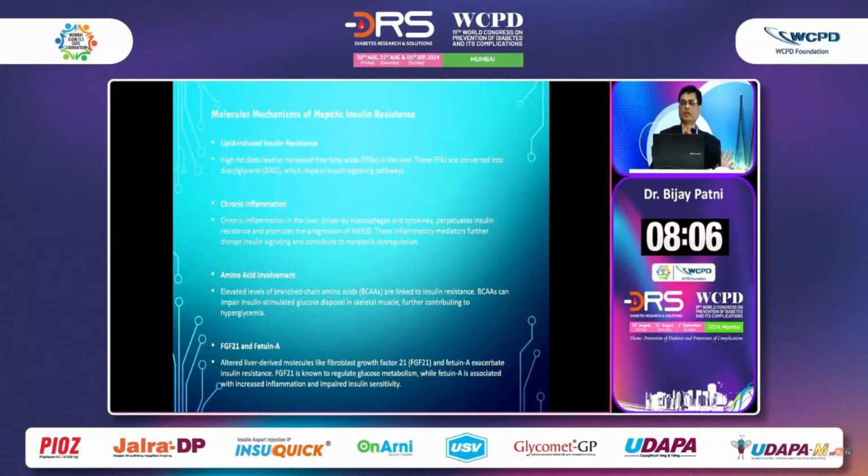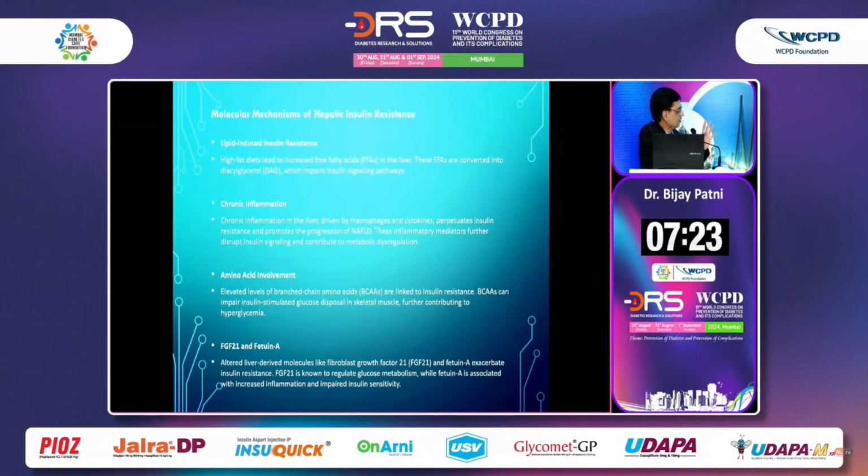Now let's look at the molecular mechanism of hepatic insulin resistance, because that happens to be the major factor which can ultimately lead to the hepatic liver dysfunction. So you have a lipid-induced insulin resistance, as I suggested, the free fatty acids, which get converted into diacylglycerol, which can impair the insulin pathways. Then they have a chronic inflammation going on. These inflammatory mediators will further disrupt the insulin signaling. And then you have the elevated level of branched chain amino acids, which again are leading to the insulin resistance. So these again will be making it difficult for the glucose disposal in the skeletal muscles, aggravating further the hyperglycemia.